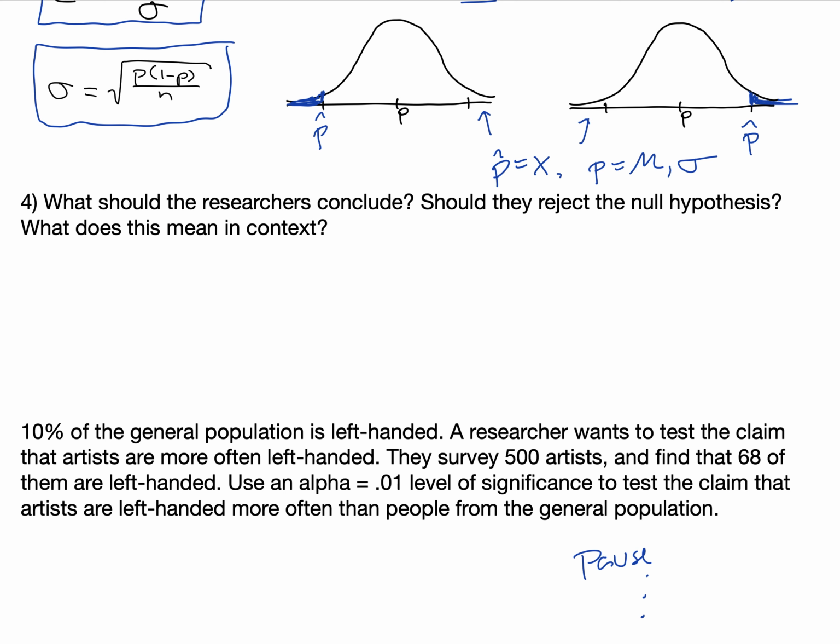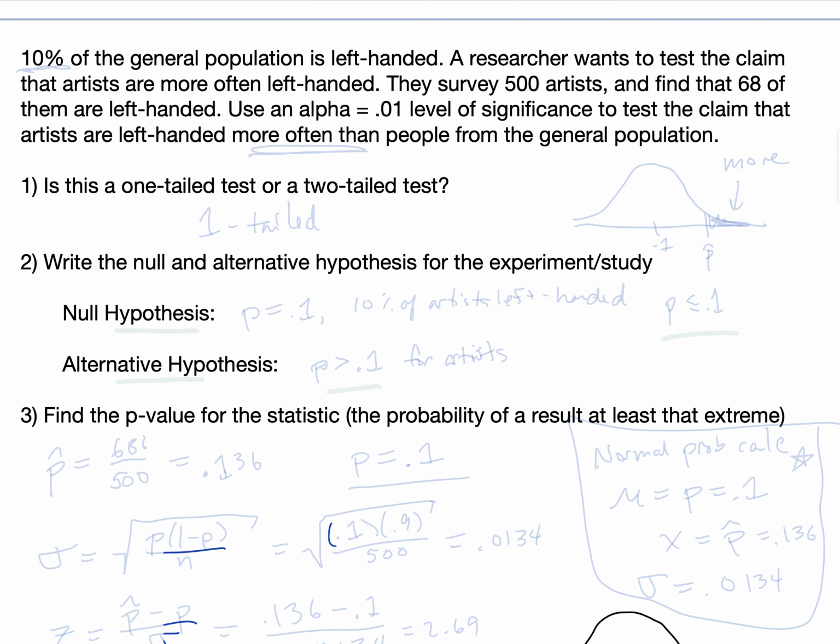Okay, is this a one-tailed test or a two-tailed test? So we're testing the claim that artists are more often left-handed. So we're just interested in, what's the probability of being up here, that they're more often left-handed than the general population. So we're getting some sample proportion, and then we're testing what's the probability of a result at least that extreme on this side. And so here the key word is more, not just differently handed, but more often left-handed. And so therefore this is a one-tailed test.